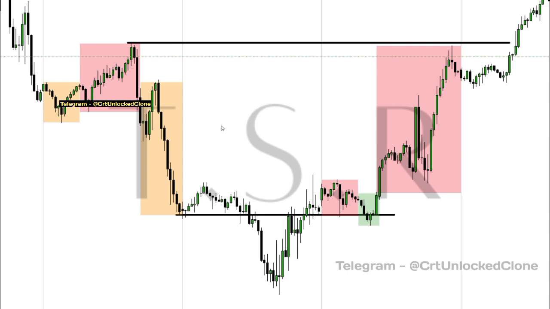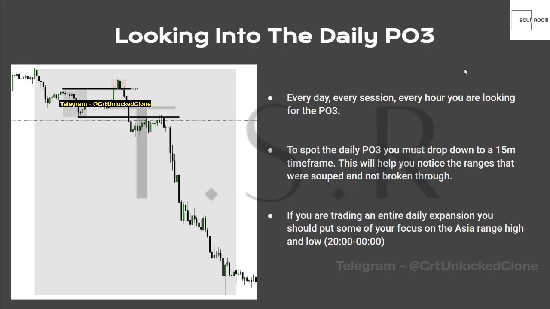All right, let's move on here. Looking into the daily power of three. Every day, every session, every single hour, you are looking for the power of three. That should be the basis of your trade. For example, when I am looking at my 9 a.m. CRT model during every single live session, I am looking for consolidation, manipulation above or below the 8 a.m. high, and distribution towards the opposing end.